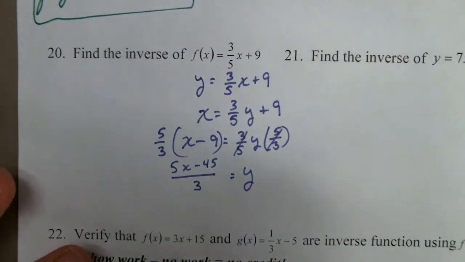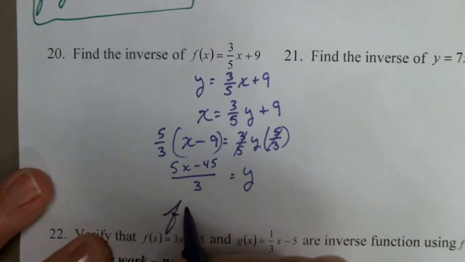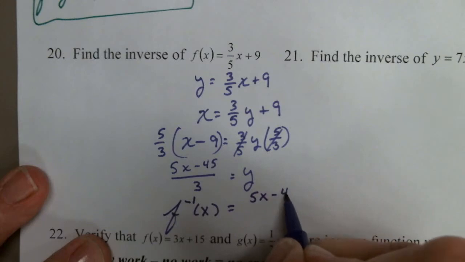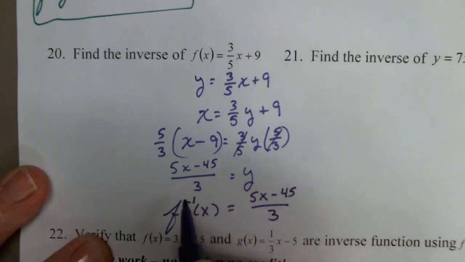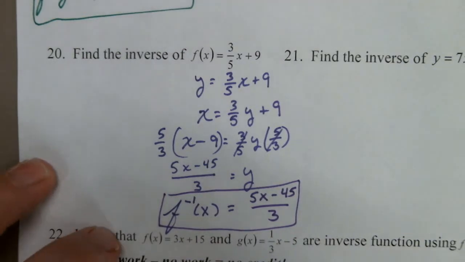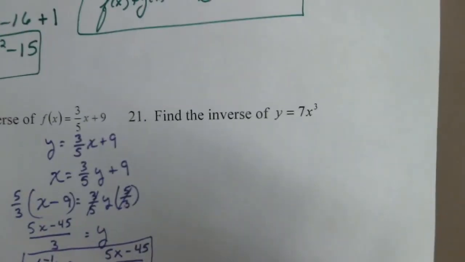To write it in inverse function form, I'm going to pull the y out in front, and I'm going to write f inverse of x equals 5x minus 45 over 3. Okay, so the inverse of f of x equals 3/5 x plus 9 is f inverse of x equals 5x minus 45 over 3.